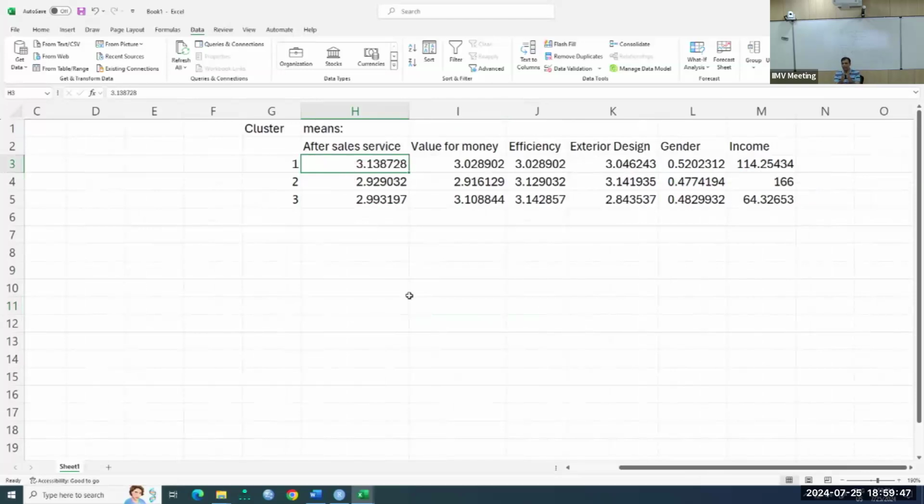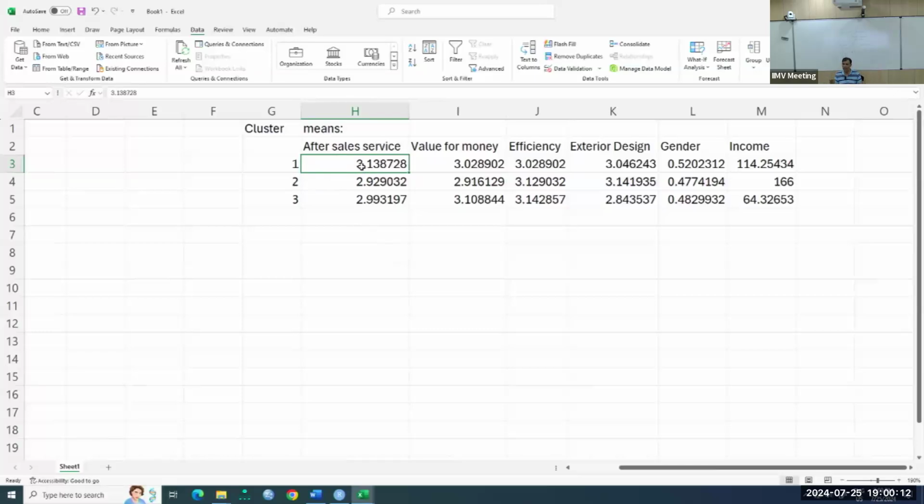As we have taken a 5-point Likert scale for the variable, where 5 is very much important and 1 is not at all important. So if their score is close to 1, for example, this score for after sales service for cluster 1 is 1, then they are not looking for it at all. But if it is close to 5, what does it mean? They are looking for it. So the mid value is 2.5.